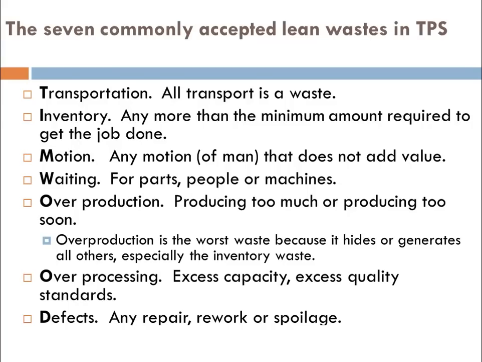We have something called overproduction, producing too much or producing too soon. This is considered as the worst kind of waste because it hides or generates all others, especially the inventory waste. Producing more than what is immediately needed by the next process in the operation is considered, therefore, to be the greatest source of waste according to Toyota.